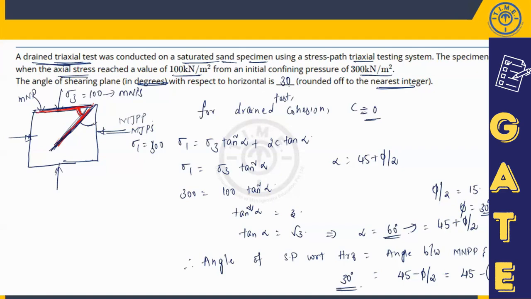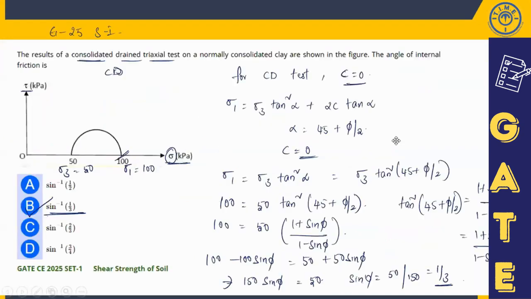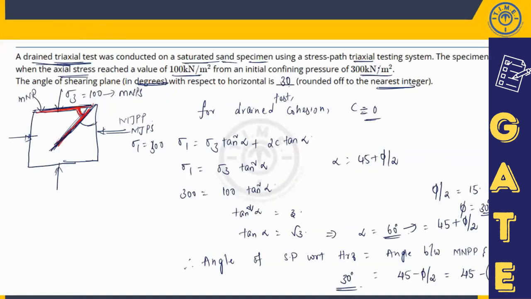Explain it once more. Which part, my dear? Very good. Thank you for asking, Tangaveni. Listen, it is given drained test. Drained test itself means we need to take cohesion C is equal to 0. Am I clear with it or not? In the previous question also, I'll be showing you where drained test, consolidated drained test, we have taken C is equal to 0. Blindly, if it is given drained test, take C is equal to 0.